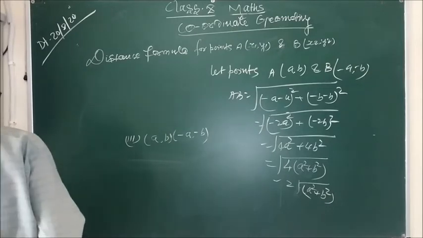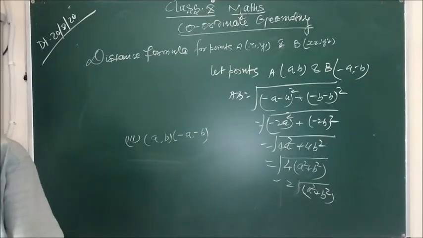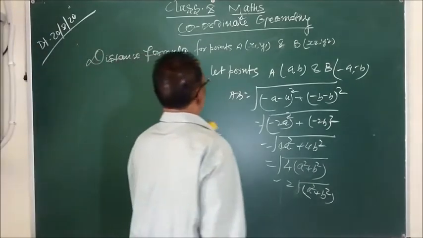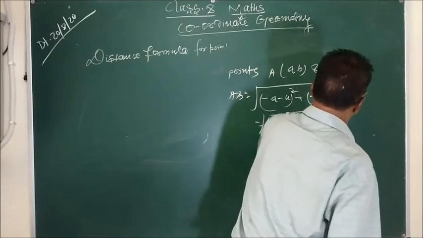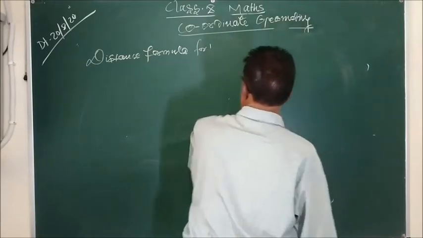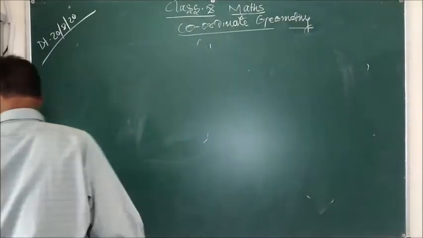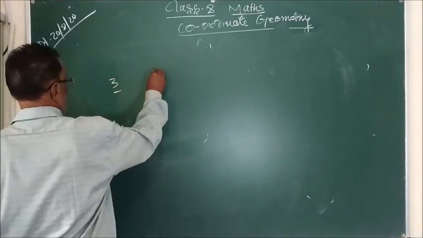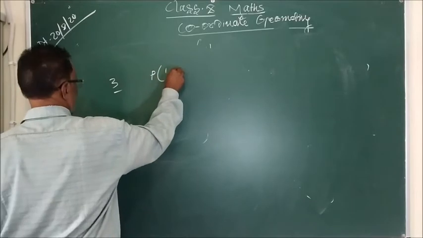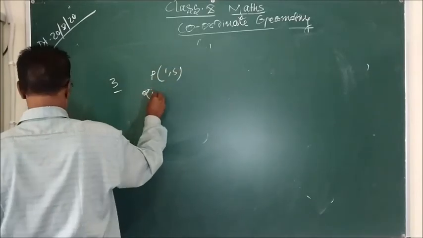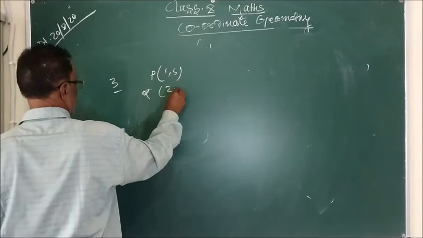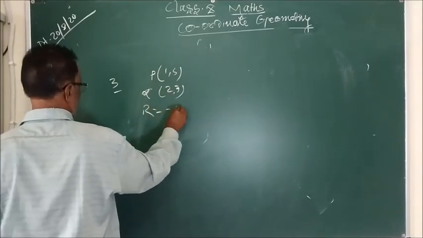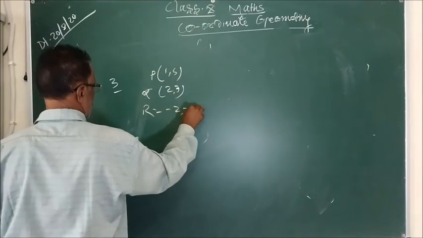एक क्वेश्चन और I would like to solve for you. Find the points. Question number 3. They are collinear or non-collinear. Points are P (1, 5), Q (2, 3) and R (-2, -11).